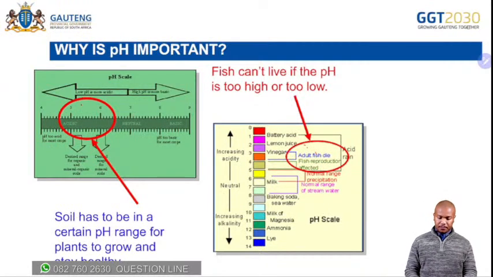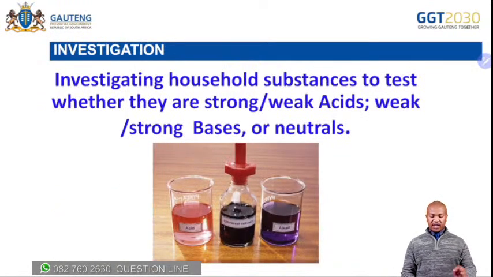Are we together? So now, investigation. We're going to investigate household substances to test whether they are strong or weak acids, weak or strong bases, or neutral. So we're going to take a break for 3 minutes, then we're going to engage in our activity. After 3 minutes, we'll meet again.